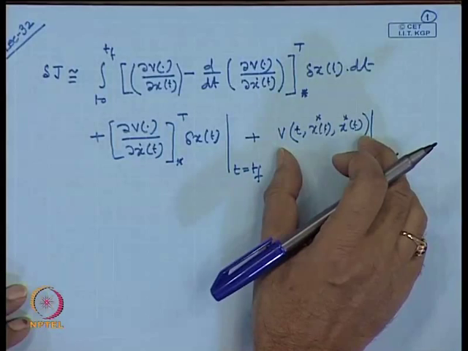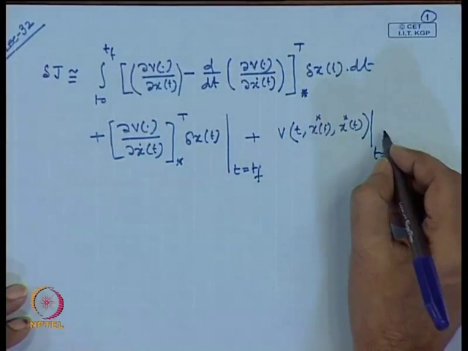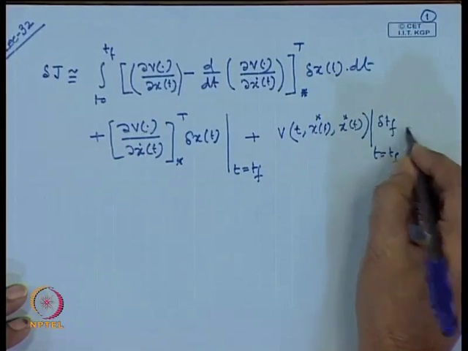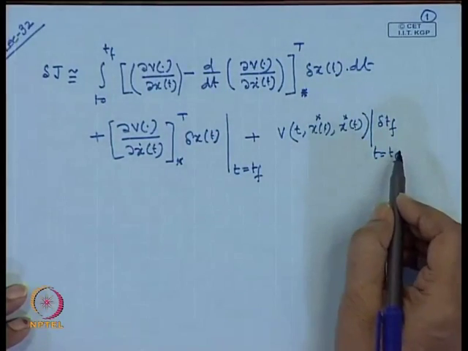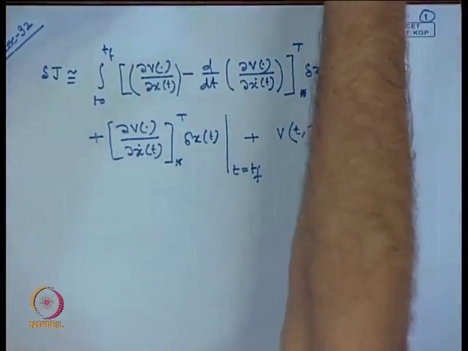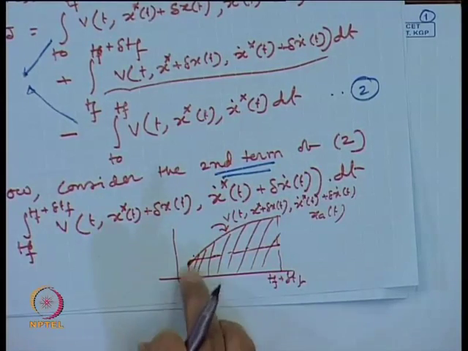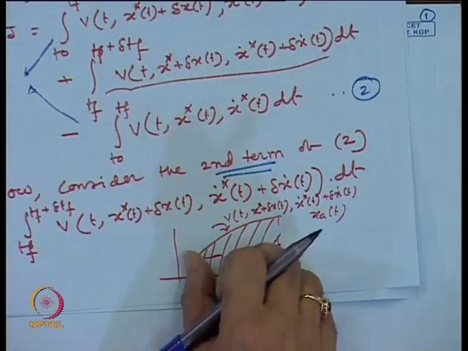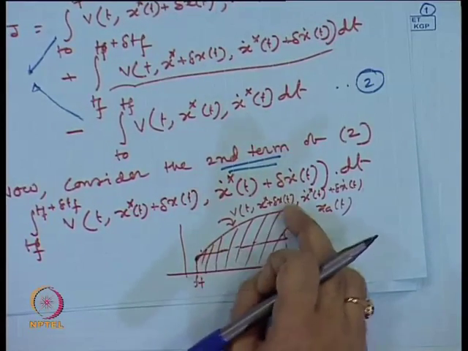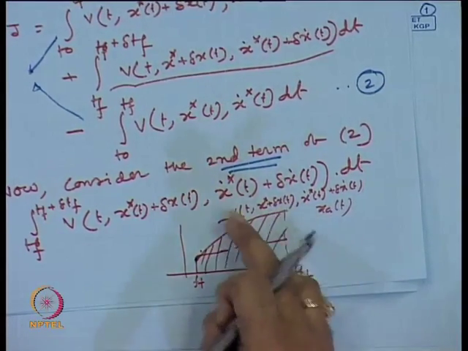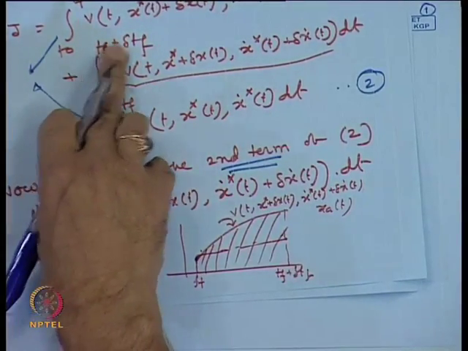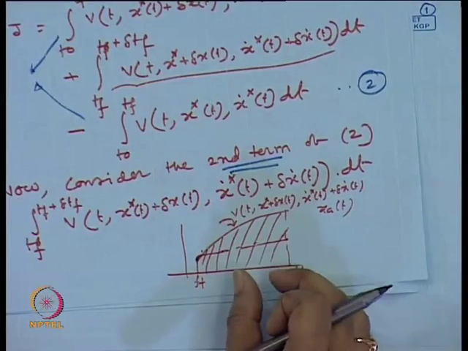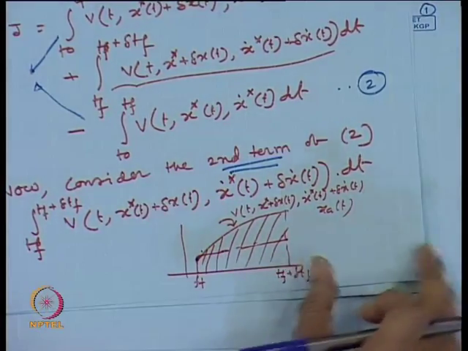Again, find the value of the function at t equal to t f, then multiply, just like the approximation by rectangular area. We got it. If you recollect what we did here, find the value of the function at t equal to t f. This is the ordinate, and that ordinate multiplied by delta t f will give you the value of this curve when integrating from t f to t f plus delta t f. The approximation is valid when delta t f is small. Okay, so that is what we did here.